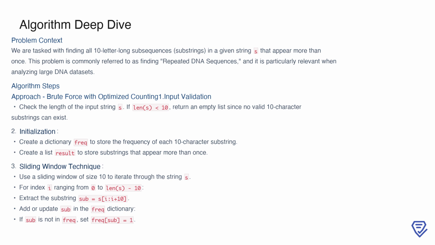Next, we initialize two structures, a dictionary frequency to track the frequency of each 10-character substring and a list result to store substrings that appear multiple times. To efficiently extract these substrings, we use a sliding window of size 10. As we iterate through the string, we extract each 10-character substring, check if it exists in frequency, and update its count accordingly. This approach avoids recalculating substrings repeatedly, making it more efficient than a naive method.